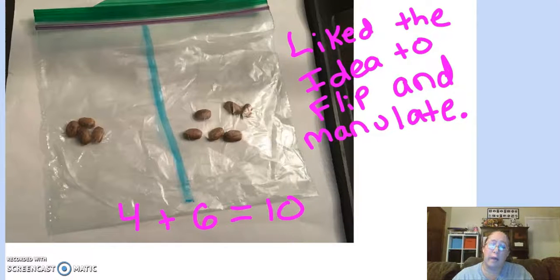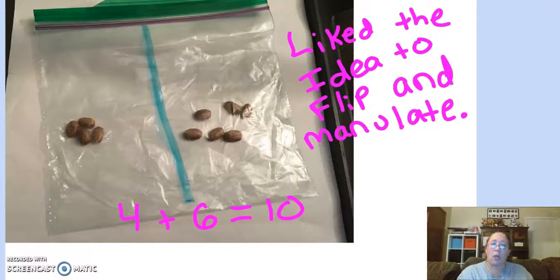I liked the bag idea because then they can flip the bag and they can find that it's the same, no matter which way, if it's 4 first or 6 first. It's still the same answer. It's still 10.